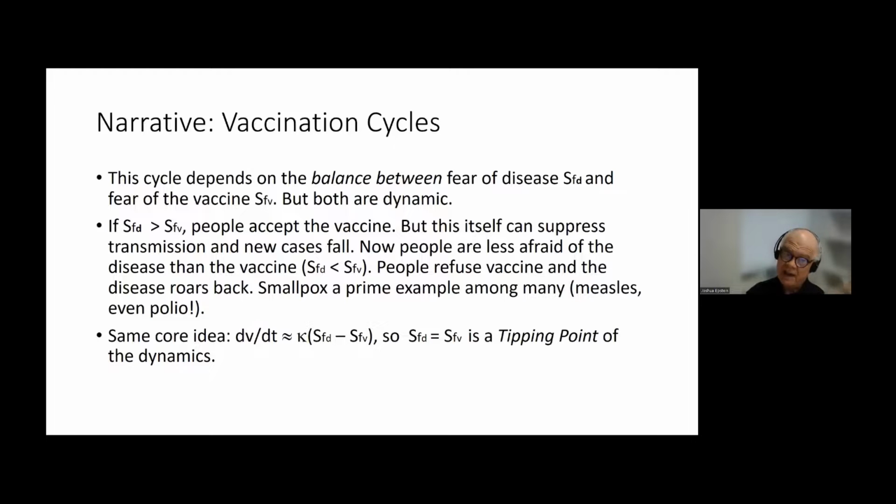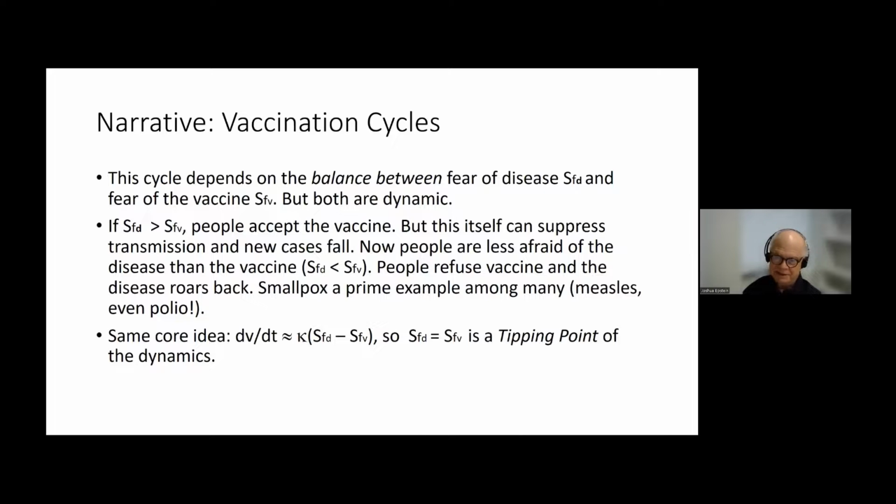And again, we get these vaccination cycles that depend on the balance between the fear of disease, susceptible to disease and afraid of the disease, FD, and fear of the vaccine, susceptible to disease and afraid of the vaccine. But both of those are dynamic in the course of the model. And when the first exceeds the second, people accept vaccine. But that suppresses the transmission and new cases fall. Now people become less afraid of the disease than they are of the vaccine. People refuse vaccine and the thing roars back.